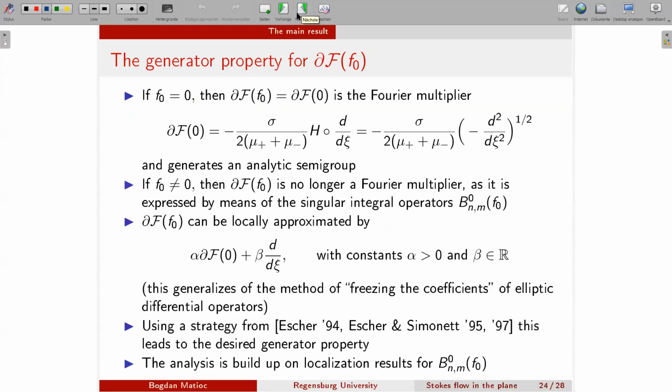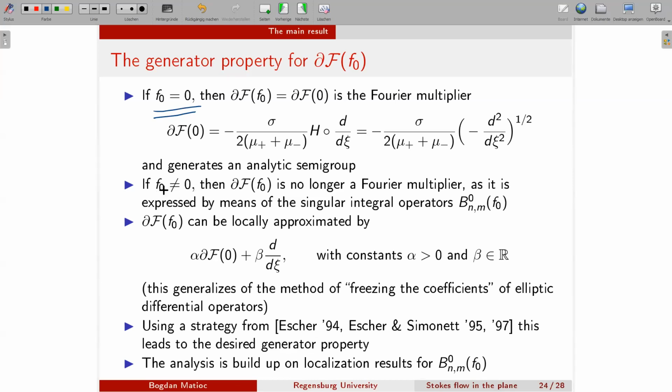Okay, for now we have computed the Fréchet derivative. If we put for f0 zero, it's easy to see the Fréchet derivative is a Fourier multiplier. Namely, we have here a positive constant times h composed with differentiation, once differentiation. And this is the square root of minus Laplacian. This is a very nice operator, and one can use Fourier analysis very easily to prove that this operator is an analytic semigroup generator.